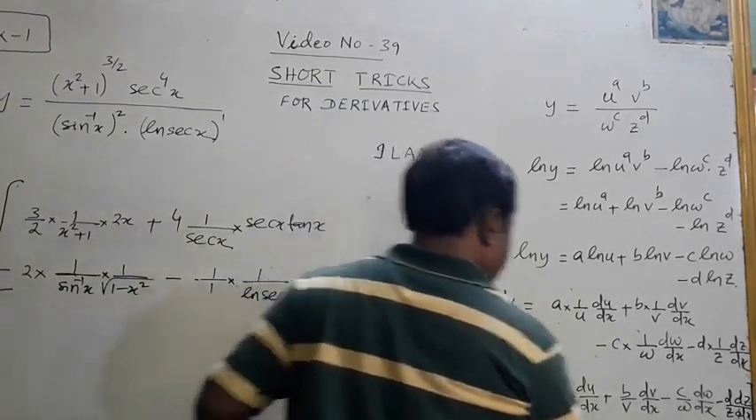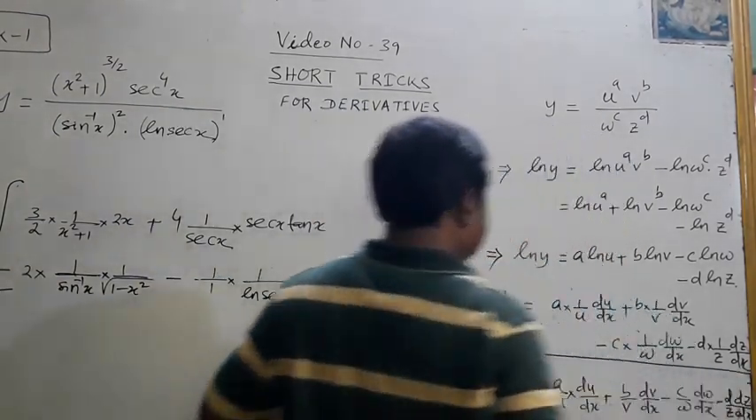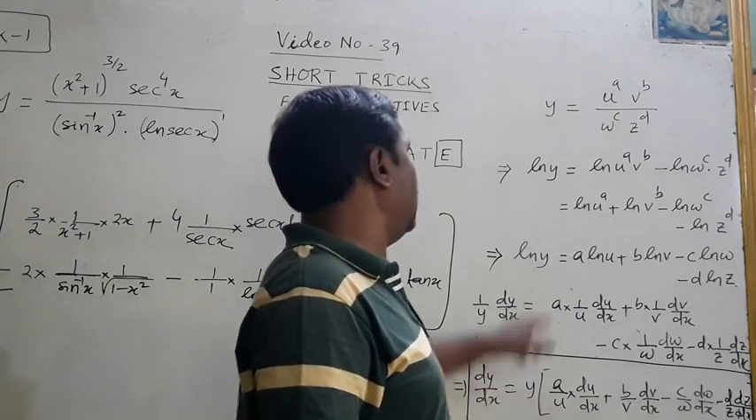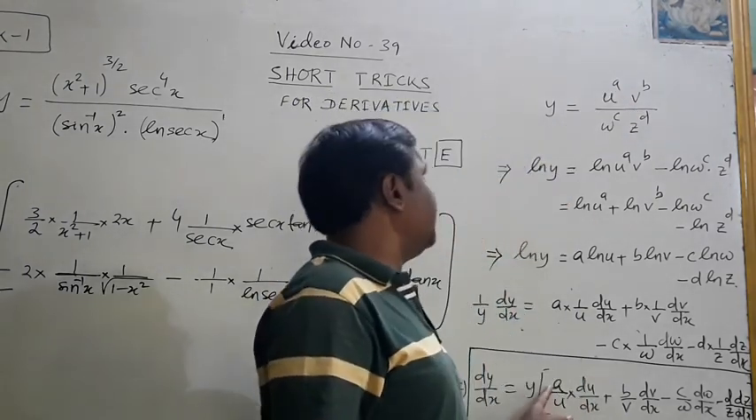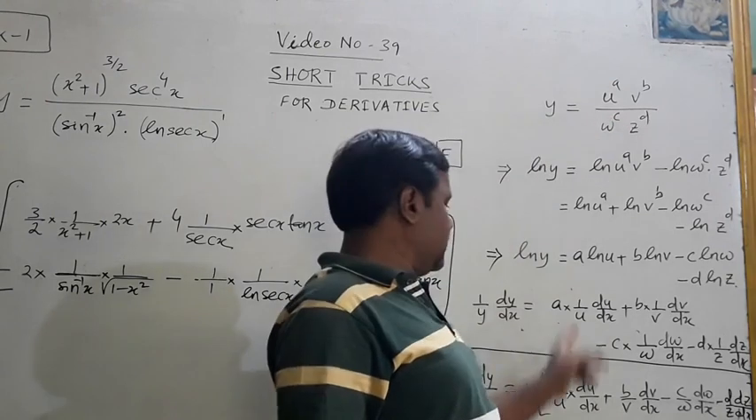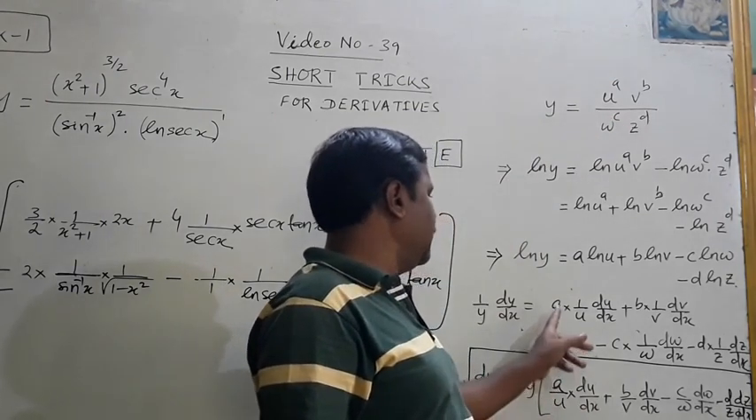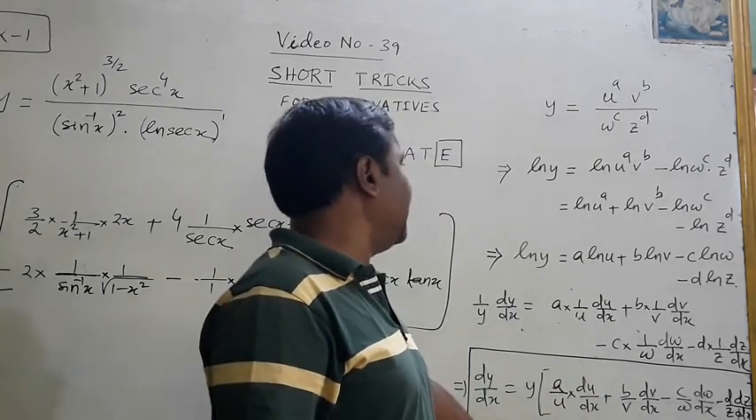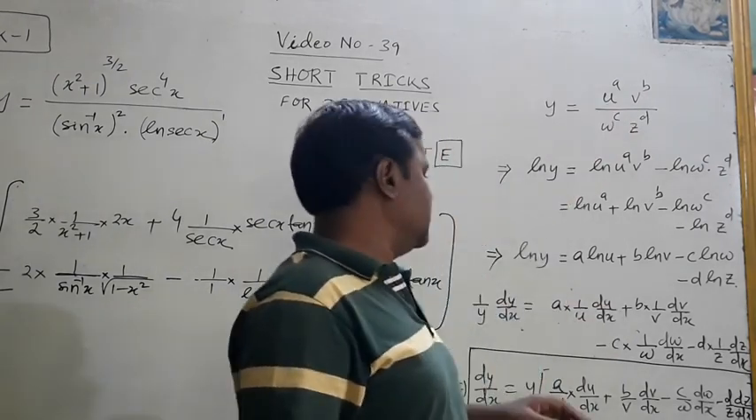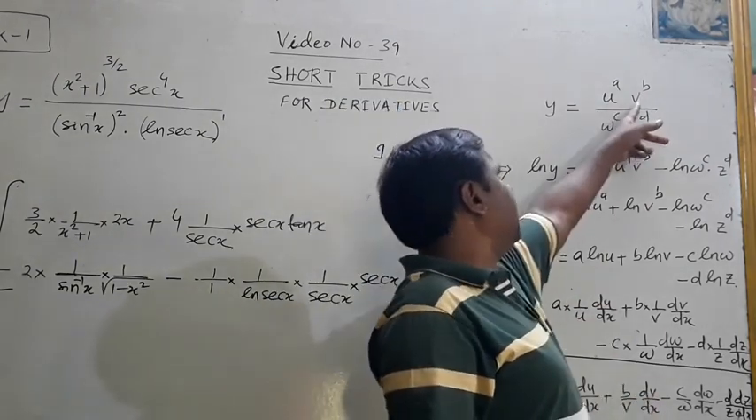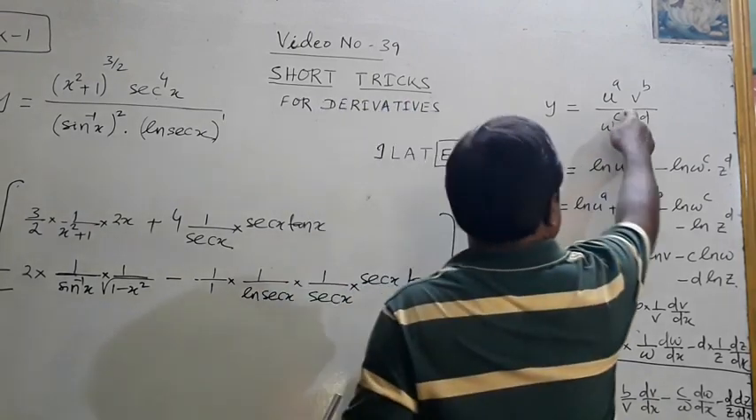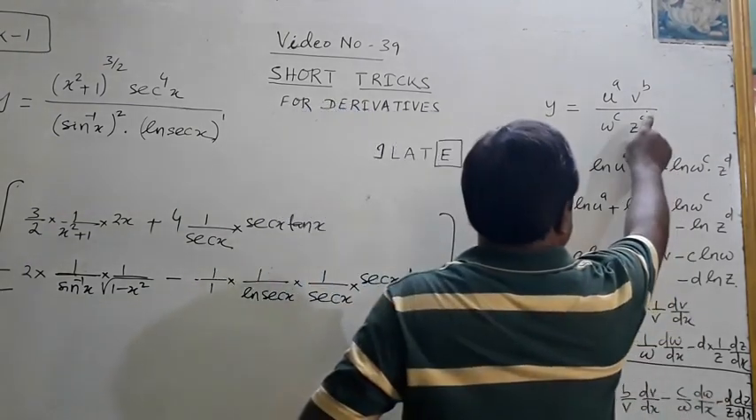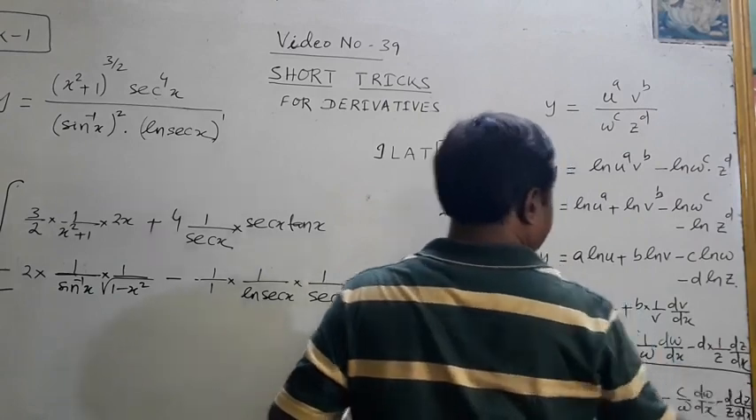What I am doing here is the trick. The final answer is y, this y will multiply y whole into a. Look here, a is coming to the front side into 1 by u. A into 1 by u, that is a by u, into the derivative du by dx, the derivative of this part u. Similarly, b by v into the derivative of v. Similarly, c by w, derivative of w. And here minus will be there. Similarly, d by z into the derivative of z.